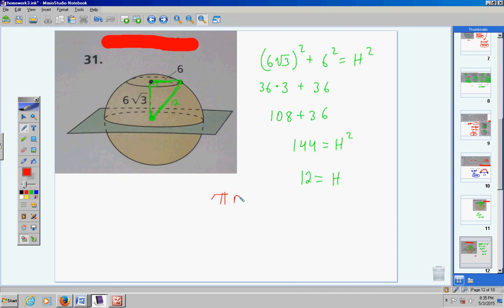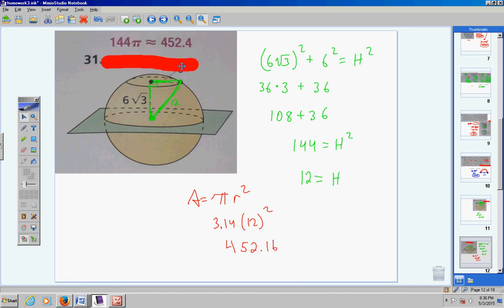So pi r squared is the area of a circle. So 3.14 times 12 squared would give us 452.16. And that would be square units, alright? Or 452.2, they have 0.4, definitely close enough.